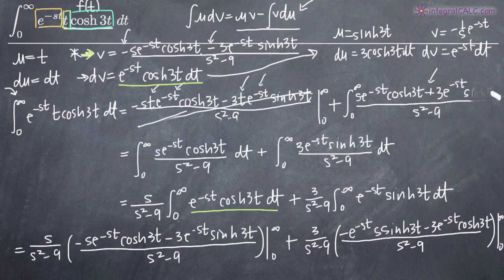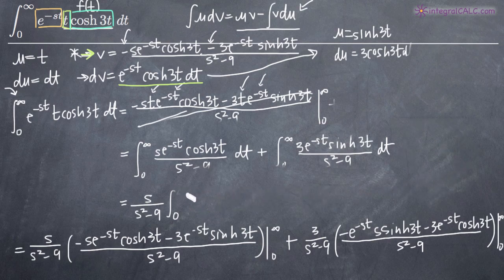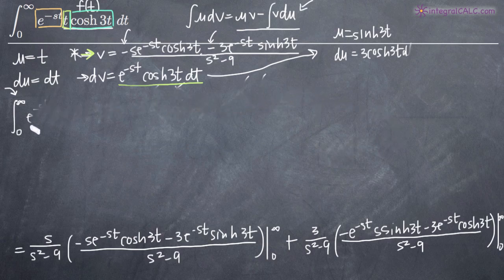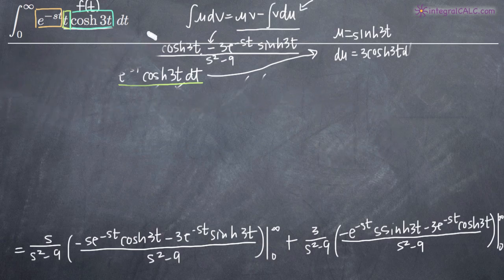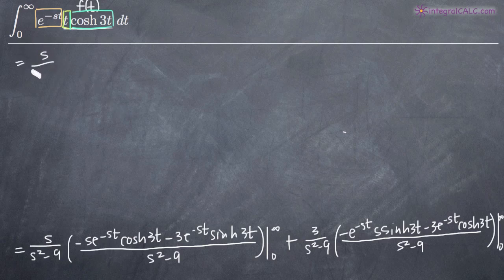All right, so now that we've got that, we're done integrating. We won't need to do any more integration, and we'll just be evaluating our definite integrals. So let's give ourselves as much room as we can get. And now this will be fairly quick. So we'll say s over s squared minus 9.